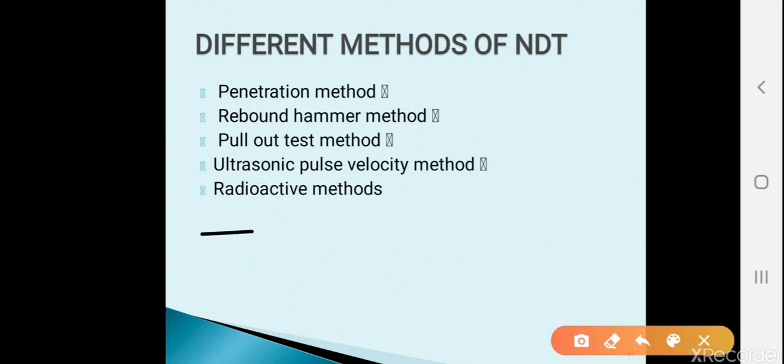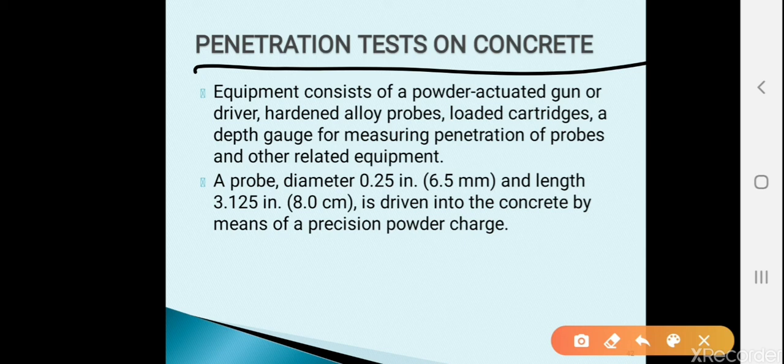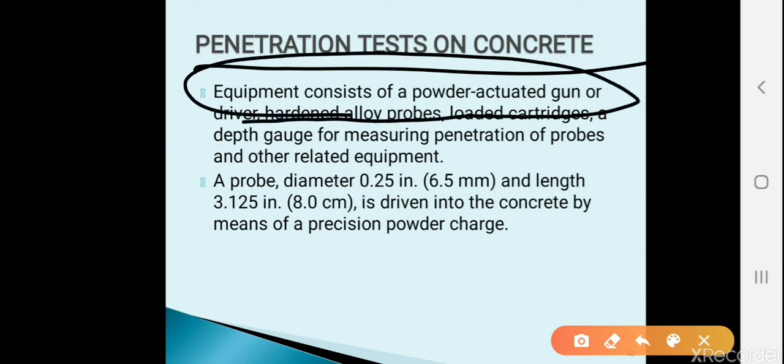Next one is the radioactive method. Here we are conducting the radioactive method with the help of radioactive rays. So we'll go through them one by one. First one, that is penetration tests on concrete. I already told you this equipment consists of a powder actuated gun. In the next slide, we can see this.